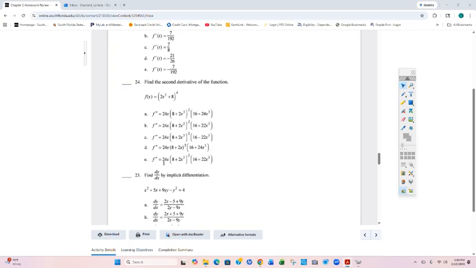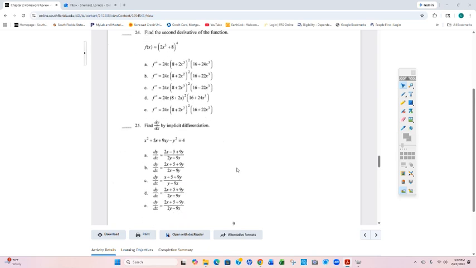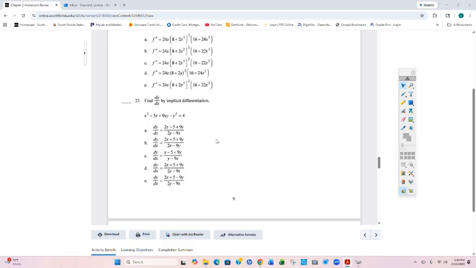E, f double prime of x equals 24x, then in parentheses, 8 plus 2x cubed, all of that to the 2nd power, and then in parentheses, 16 plus 22x cubed. The correct answer for 24 is E, and that is from section 2.4. The remainder of the questions come from section 2.5.